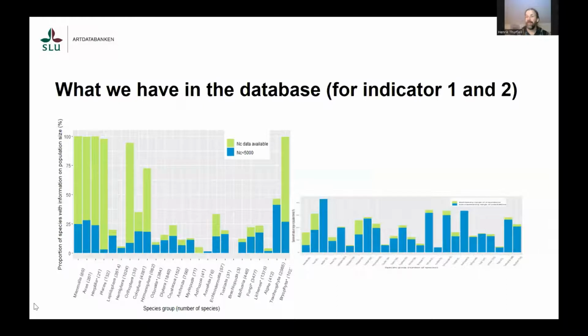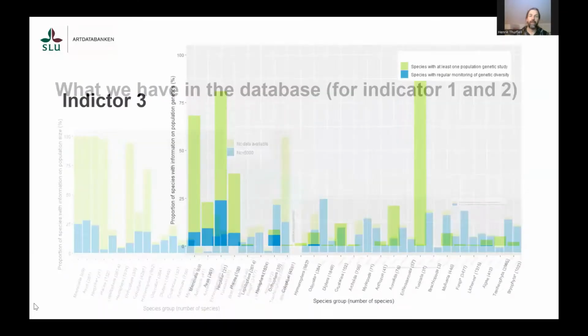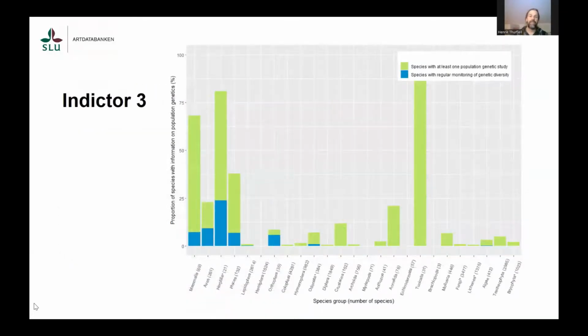If we look at these two diagrams, we can see that for indicator 1 to the left, we have almost complete data for the 4 species groups furthest to the left that are vertebrates. And for indicator 2 to the right, we can see that almost all the data we have is in blue bars, which means they are not maintaining range or population. Otherwise, the field is not filled out. For indicator 3, we can see that, again, the vertebrates are the species groups with the most monitoring.